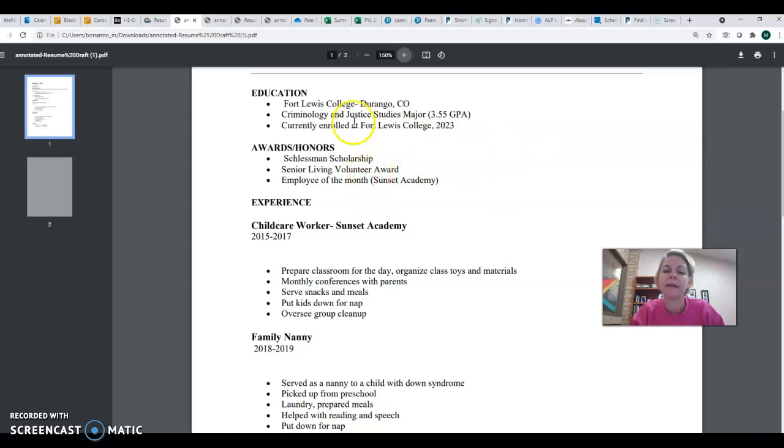And then you can also extend headings across your page. So here we could have childcare worker over on the left, and then on the right-hand side, we could have it say Sunset Academy and the date. So that heading goes across the whole page, and then our bulleted lists start underneath. A couple other things that I would recommend for you, Destiny.